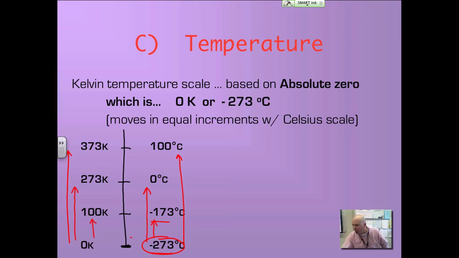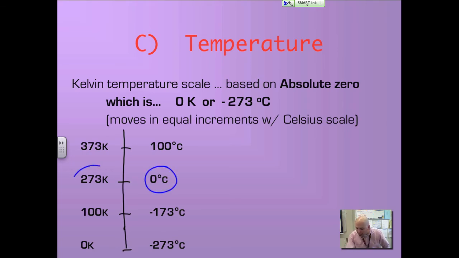The freezing point of water, okay? Freezing point of water is 0 degrees Celsius, and that's positive 273 Kelvin. All right. I'll put freezing point of water. Of course, this is the boiling point of water. Okay, and this is absolute zero.